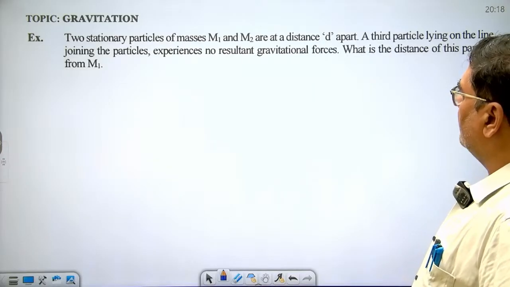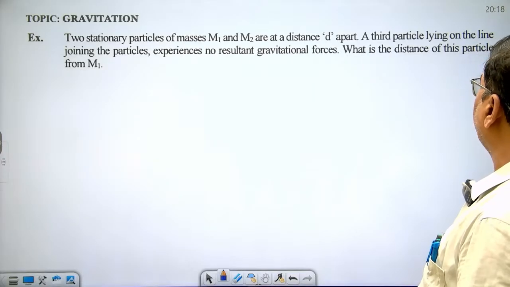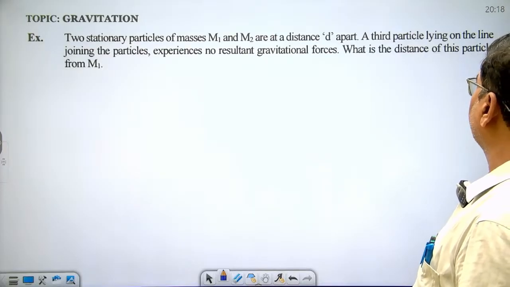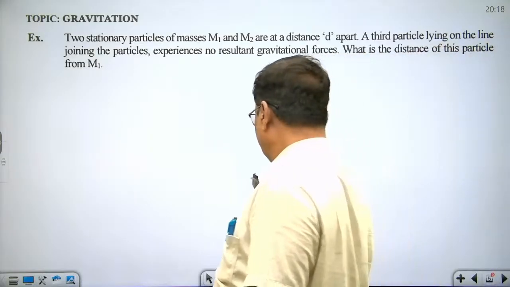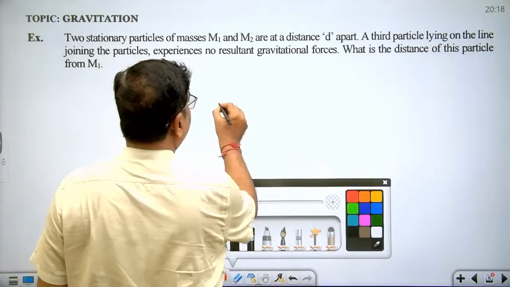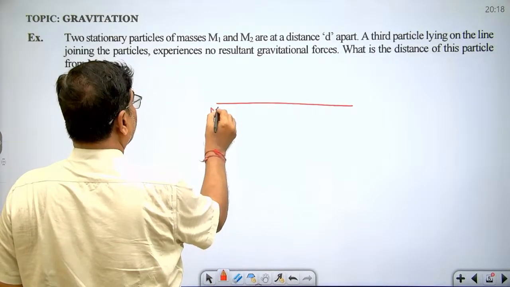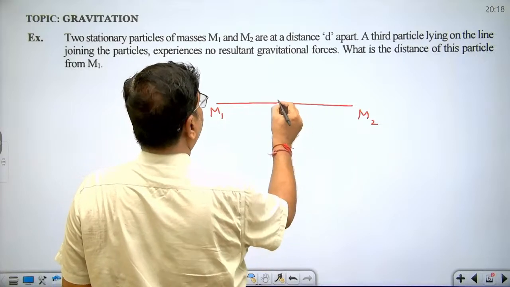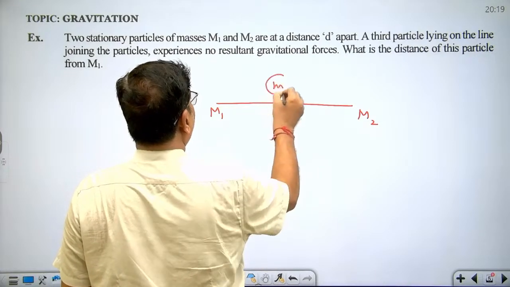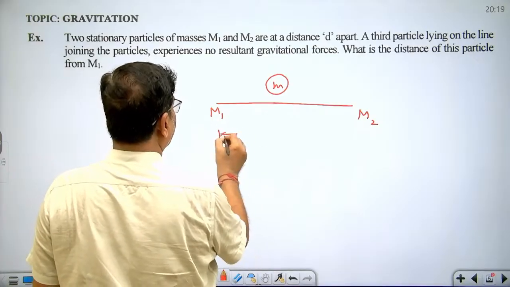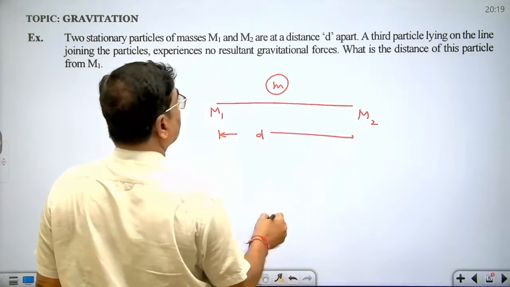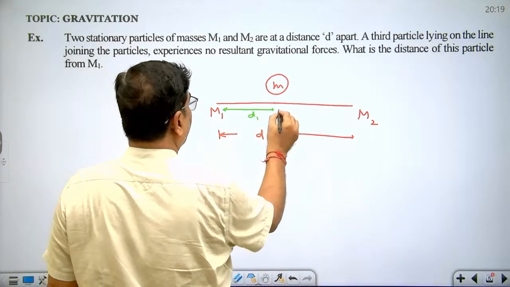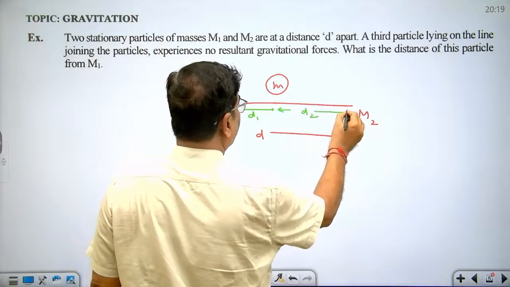Two stationary particles of masses m1 and m2 are at distance d apart. A third particle lying on the line joining the particles experiences no resultant gravitational force. What is the distance of this particle from m1? Dear student, this is m1 and this is m2. Let us assume this is small m. This distance is capital D. Let us assume this distance is d1 and this is d2, and d1 plus d2 equal to d.